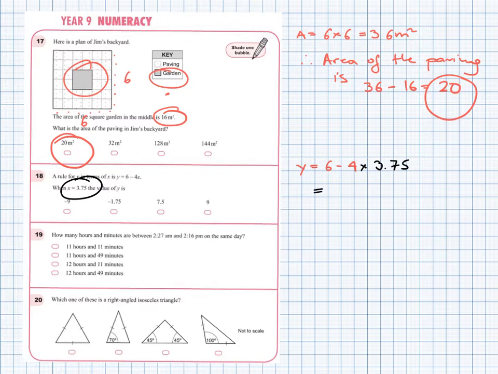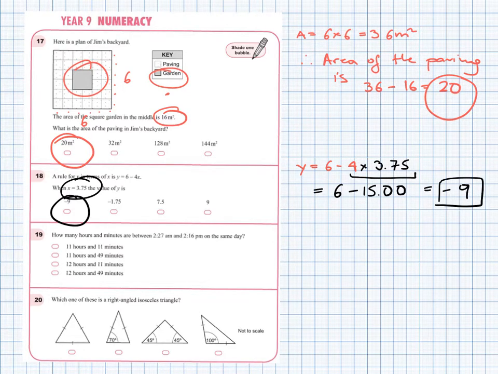So we look, okay, x is 3.75, so y is equal to 6, take away, and then you multiply this part first, so 4 times 3.75 is going to give you 15. And 6 take away 15 is equal to -9. So -9, and we're going to pick this one because that is the correct one.